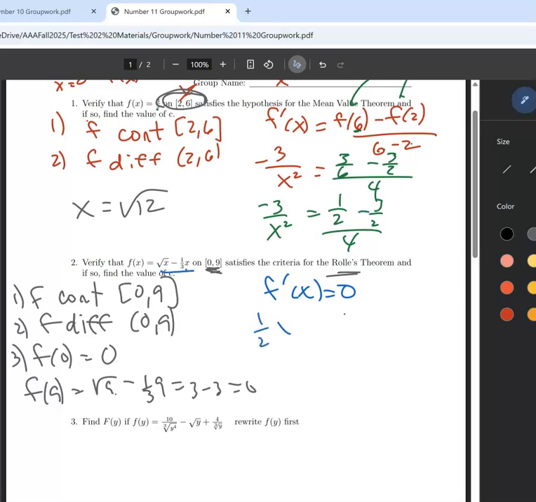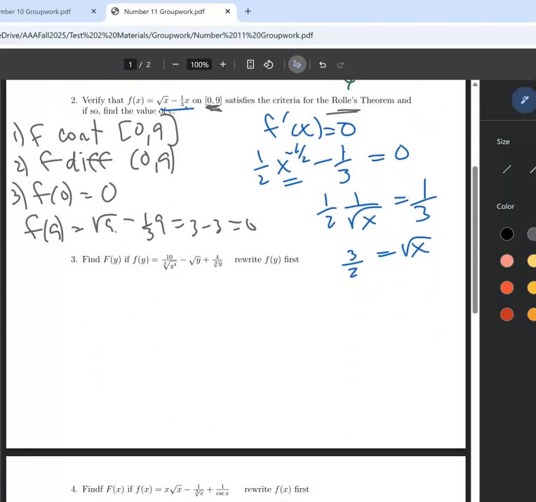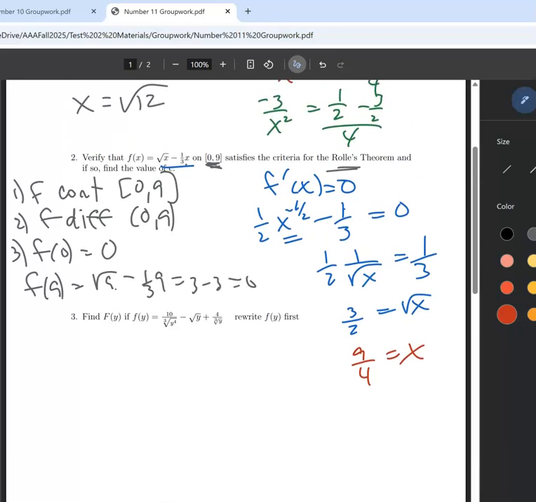So I get 1/2 x to the negative 1/2 minus 1/3 equals 0. So go slow, and I'm going to encourage you to write that negative exponent in the denominator. So that if I cross multiply, I get 3/2 is root x. And be careful, you're squaring both sides, right? So 9/4 is x. Is 9/4, the x value, in between 0 and 9? Yes, it is. So that's the one x value that works.